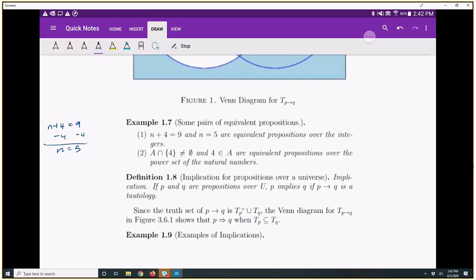We also have A intersected with singleton 4 is non-empty. That's equivalent to saying that 4 belongs to the set A. So over the power set of the natural numbers, these two statements will have the same truth set. If 4 belongs to some set A, then it will be true that A intersected with singleton 4 is non-empty. So these are equivalent propositions.